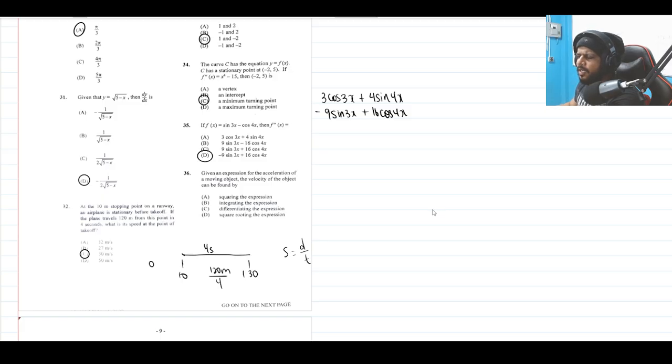Given an expression for the acceleration of a moving object, the velocity of the object can be found by integrating. SVA. If we are given acceleration and we want velocity, we have to integrate to get velocity, because we're going up the ladder, integrating the expression. B is the answer.